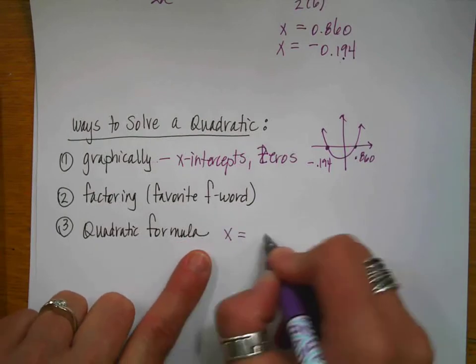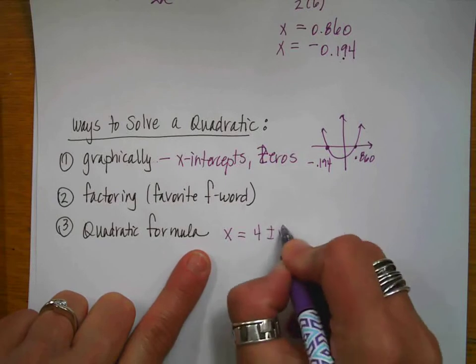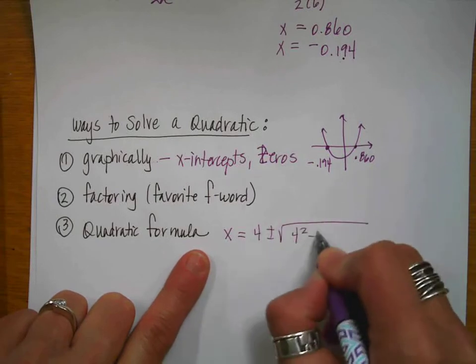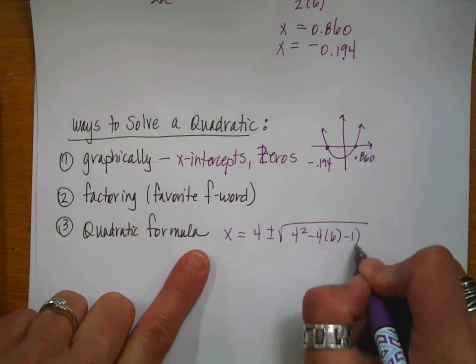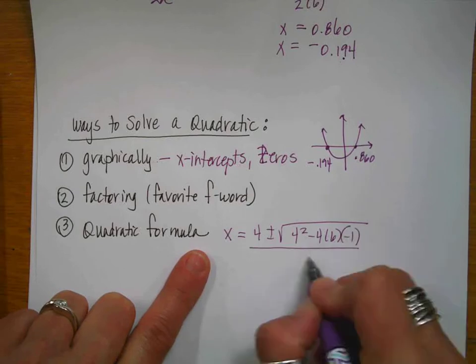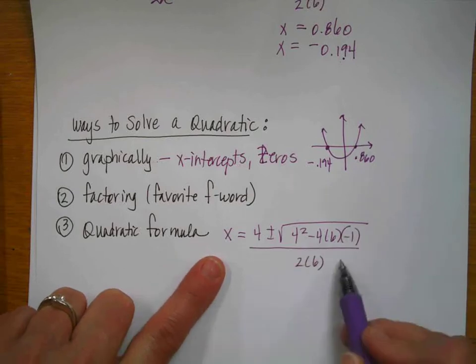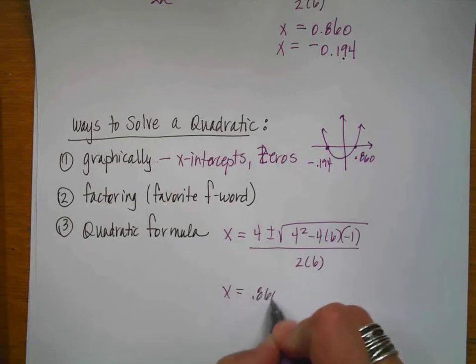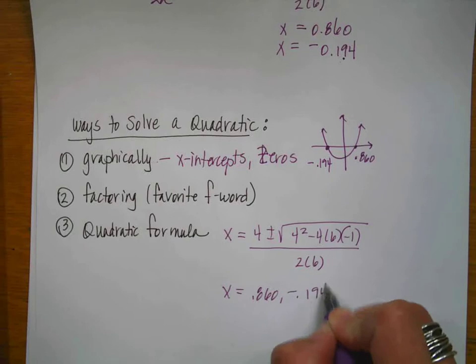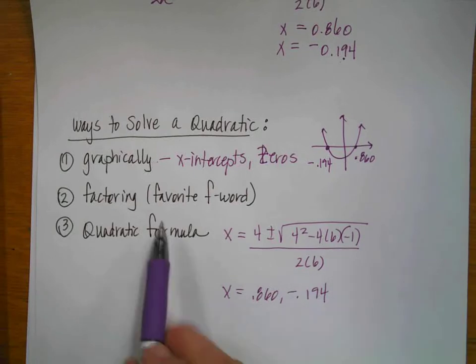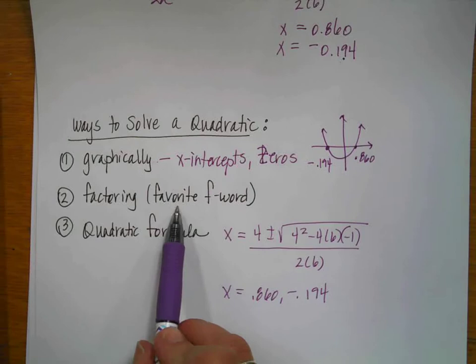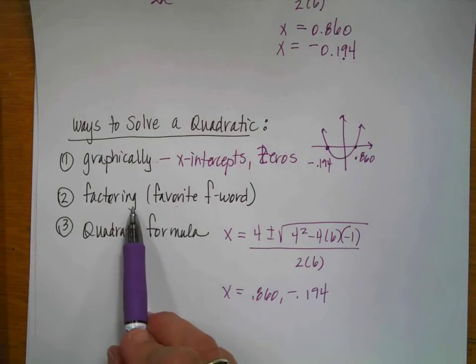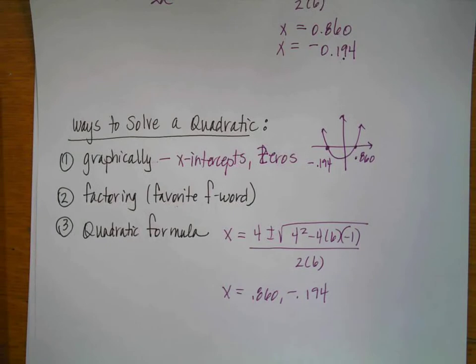If I do the quadratic formula, I need to show the math that I've done to set up solving the equation. Okay? You can't just have a miraculous answer and not show work. So this is your work, and then I report my answers 0.860 and a negative 0.194. In this particular class, we have not talked about factoring, which is your favorite F word, but factoring is another means of solving a quadratic.